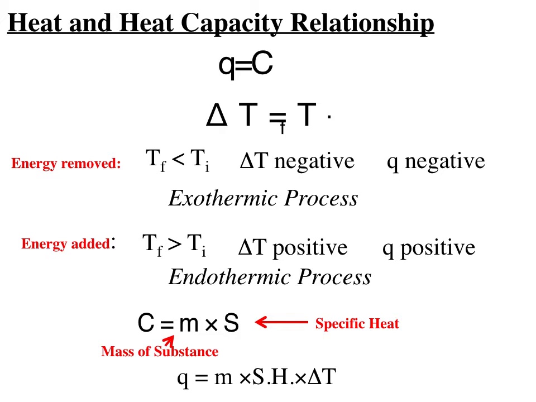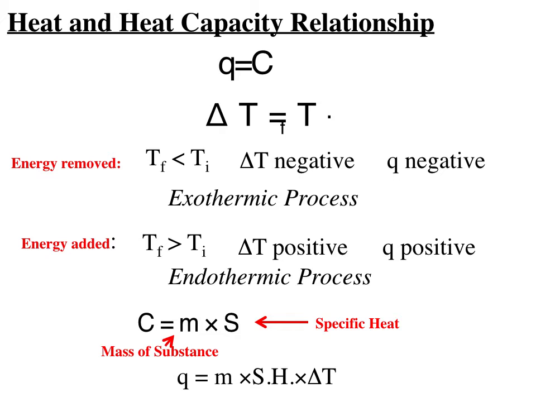If the heat energy is negative, the temperature is going down in the system. Now what that means is when the temperature goes down, the heat energy is negative. We're going to call that exothermic. Heat is being removed from the system when the temperature goes down.